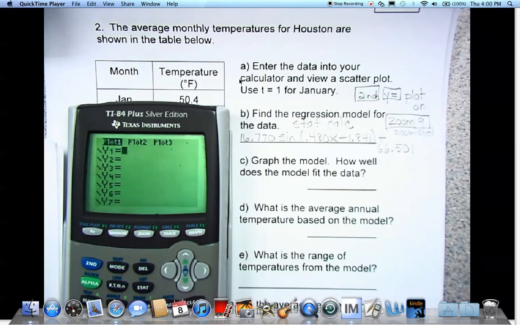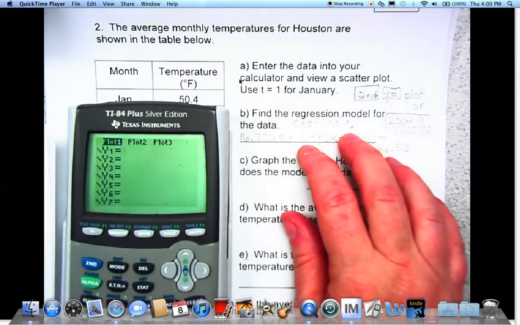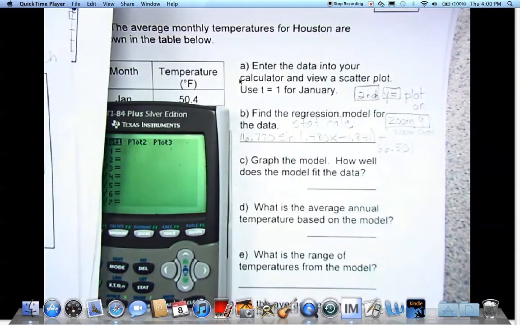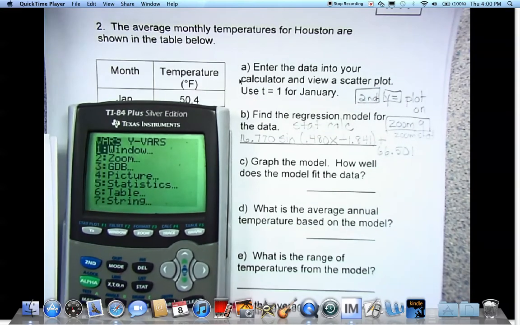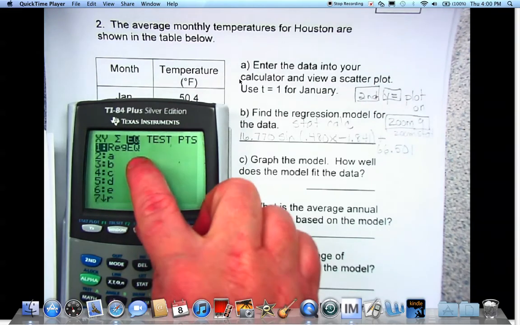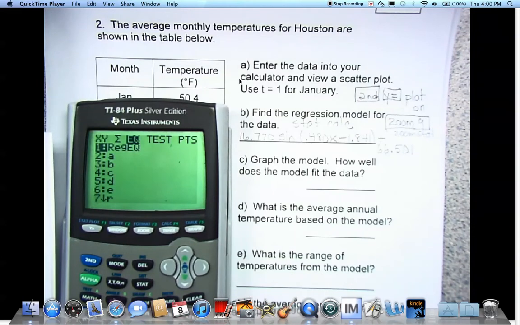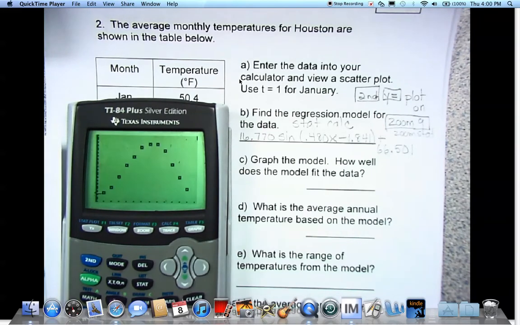Don't turn your plot off. Leave your plot on, but clear anything in y1 and y2. And then you don't enter it in from here. We're going to do vars. Did everybody see vars? Then down to statistics, and that's on the sheet too. Over to EQ, which stands for equation. And then number 1 is regression equation, which is what we want. So we push enter, so it does it for you, and it puts it in more exact than what we would do. And then graph, and it should draw it through those points.